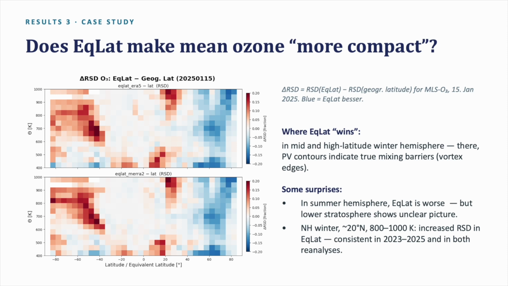What we see here now is that where it's blue, we've got a better result in equivalent latitude, and where it's in red, we see a worse result in equivalent latitude. So it really helps in the winter hemisphere, where the PV contours indicate true mixing barriers, for example, the vortex edge, whereas in the summer hemisphere, we see a larger variability, so it makes it worse, I would say. In the summer lower stratosphere, we see a mixed picture with slightly better results in equivalent latitude, and we also saw a worse picture in the winter hemisphere at 20 degrees north and 800 to 1000 Kelvin of potential temperature.